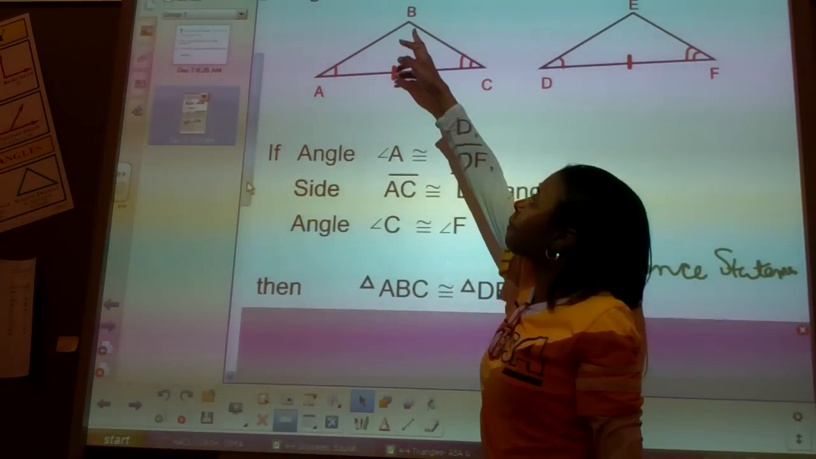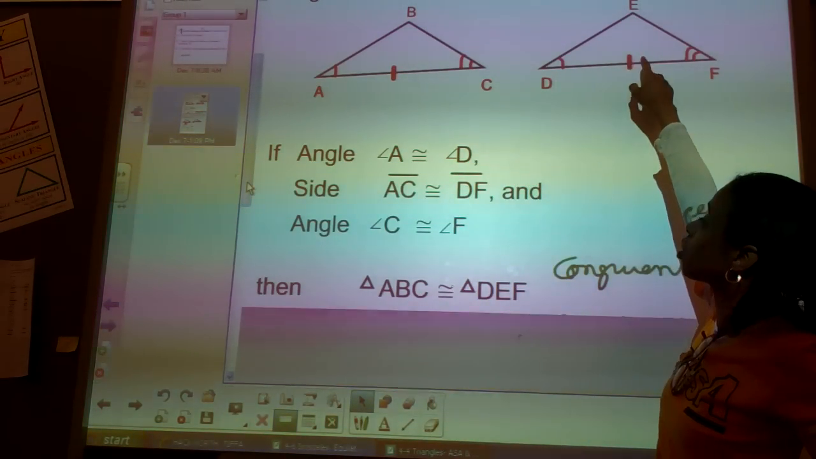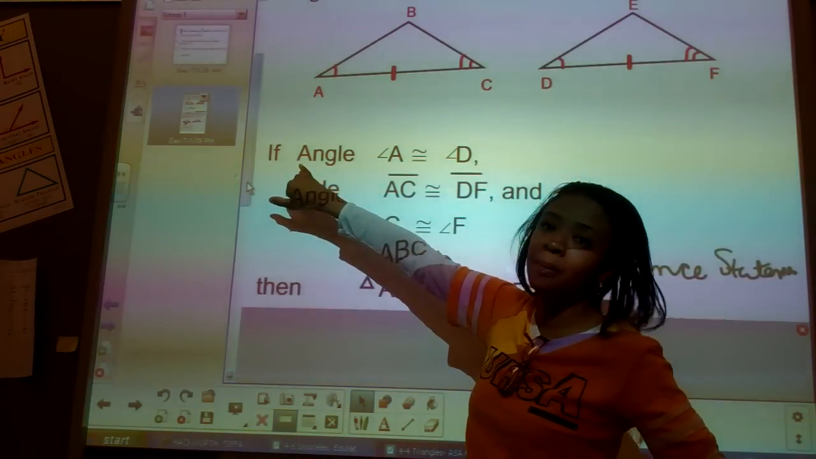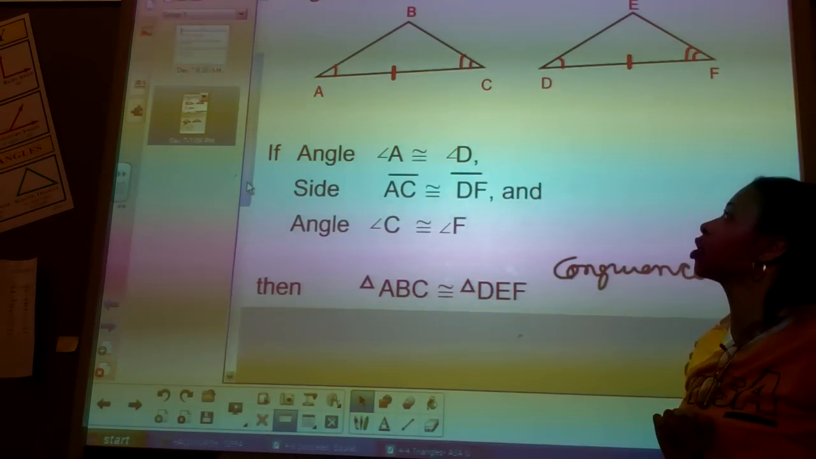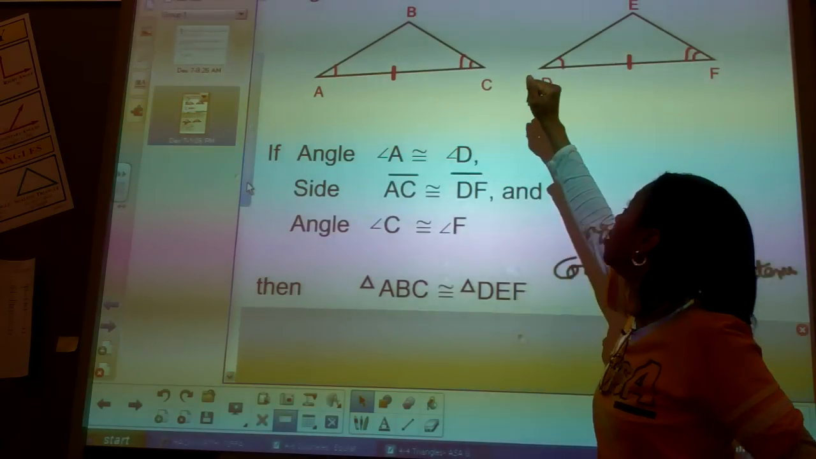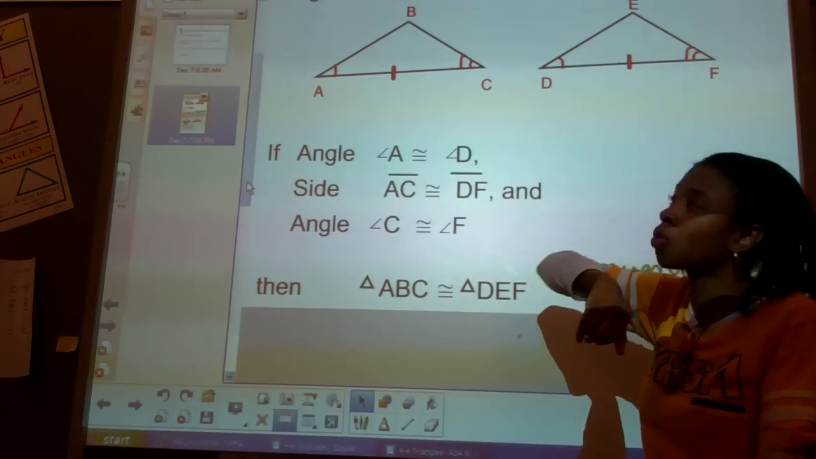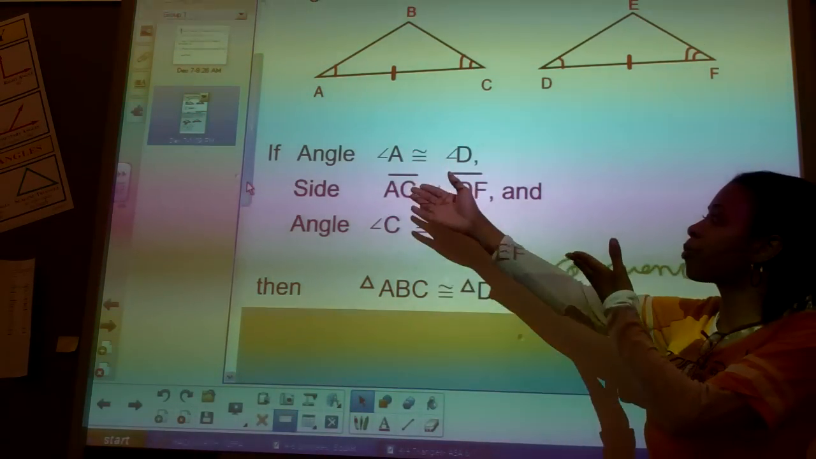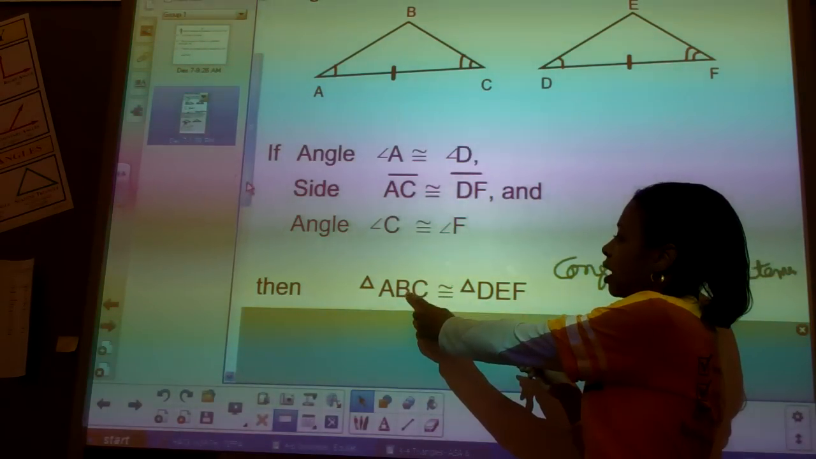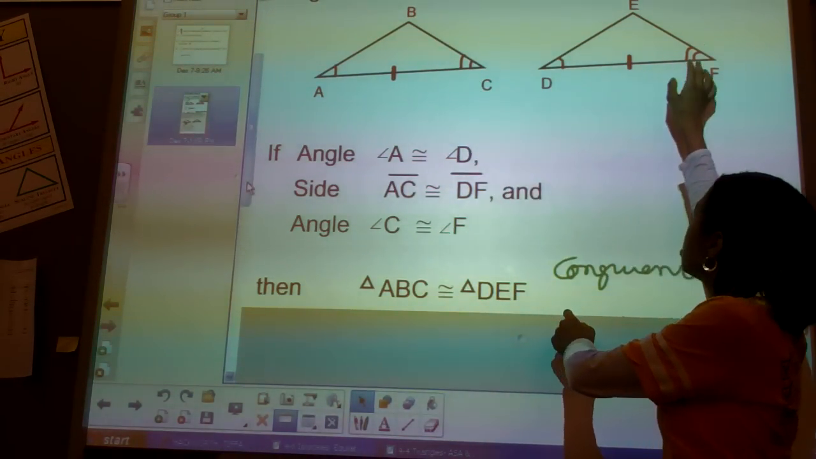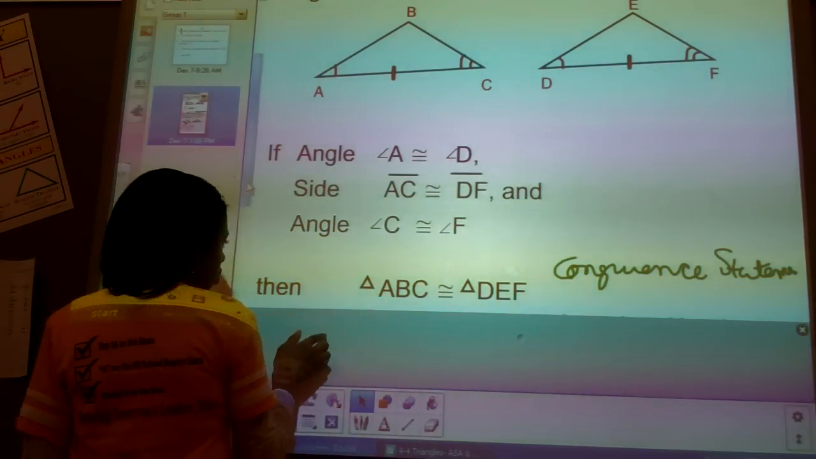Okay? And even though it's not marked, I know that angle B is congruent to angle E because I just proved it by the statement angle, side, angle, or ASA. So that means the entire triangle is congruent, therefore meaning that angle B is congruent to angle E. That also means the sides are congruent. AB is going to be congruent to DE because I've already proved by angle, side, angle that the two triangles are congruent. And back to what I was saying, angle C is congruent to angle F, therefore they're in the same position in my congruent statement. And again, that's called a congruent statement.